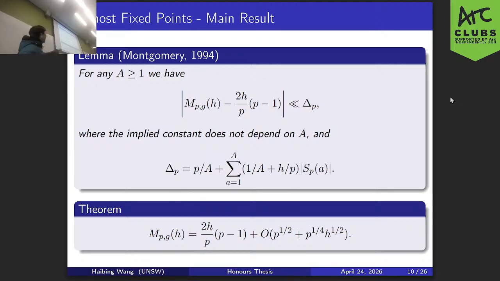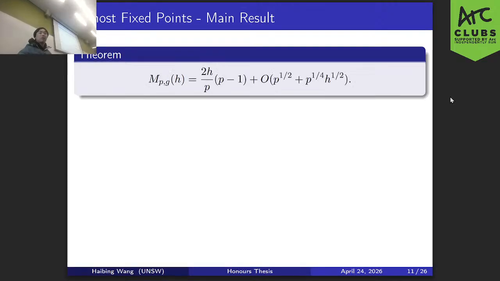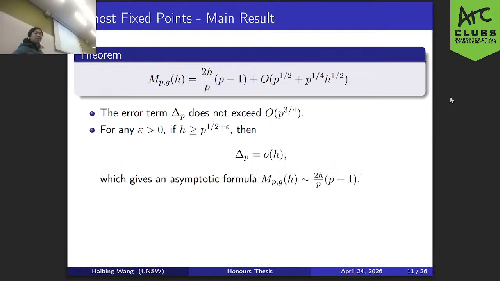So obviously the error term does depend on h. Cool. This error term is nice because it doesn't exceed O of p to the 3/4, which means it's always little o of p, and that's good. Sometimes if you mess up, your error term is going to be bigger than your main term, and then that's just bad. So we want to see when that happens.